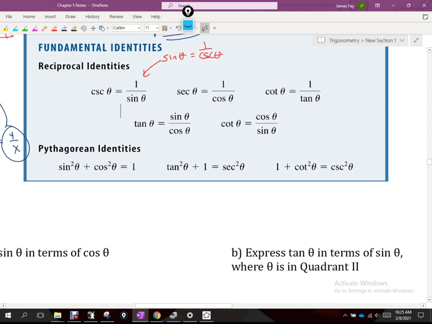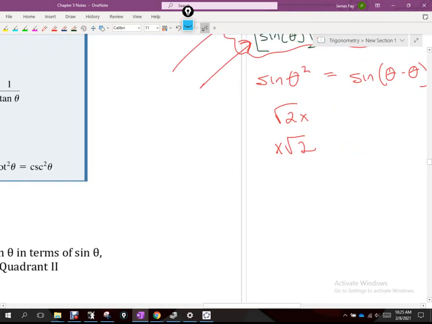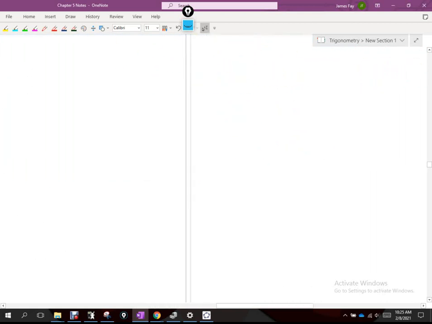Okay, so what is an identity? Sine squared theta plus cosine squared theta equals 1 is our relationship here. It's called a Pythagorean identity. Let's talk about that over here to the side. So we have sine squared theta plus cosine squared theta equals 1. Let's talk about why that is the case.